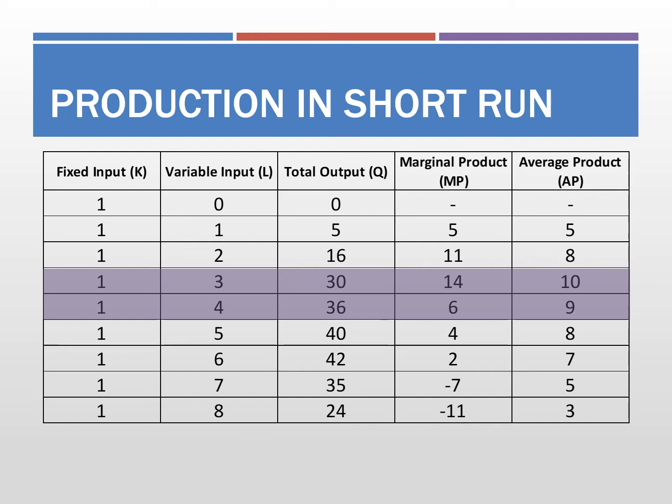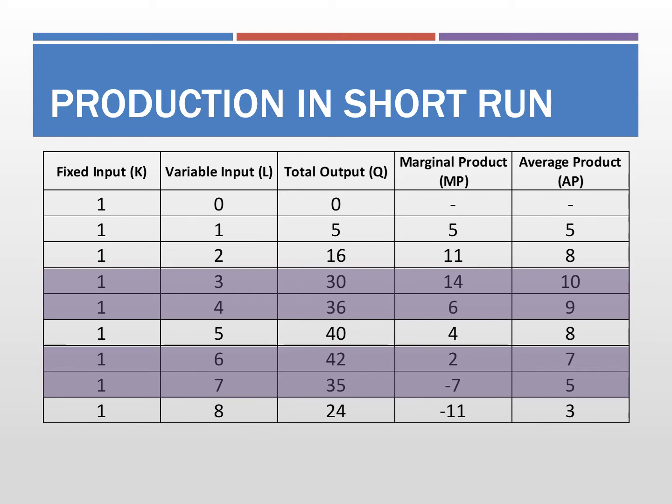The second critical point in this table is when the marginal product turns from a positive number to a negative number, which happens at the 7th nurse. When we look at the numbers, the additional product that the firm gets from one more nurse keeps increasing and stays positive, but at the 7th nurse, we see a negative number.